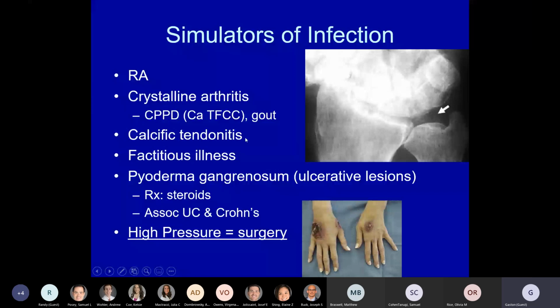Calcific tendinitis: they'll give you a red swollen wrist directly over the FCU, and that can be calcific FCU tendinitis. Treatment would just be anti-inflammatories or steroids.